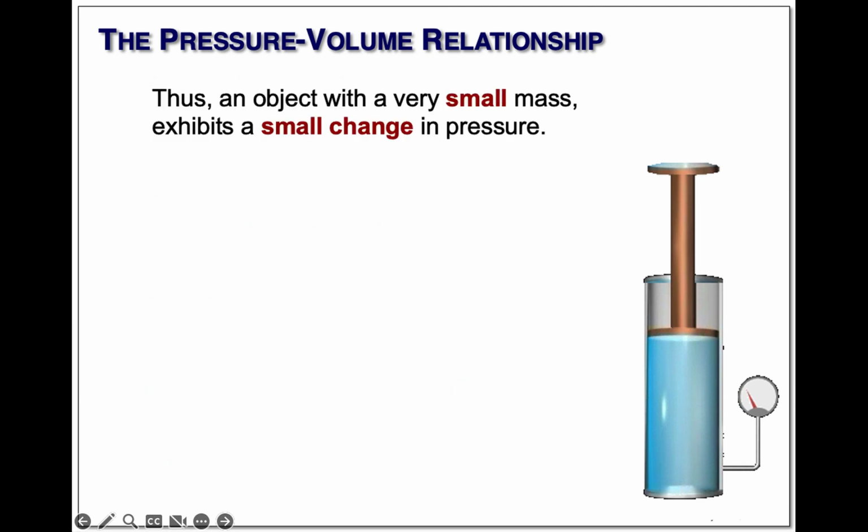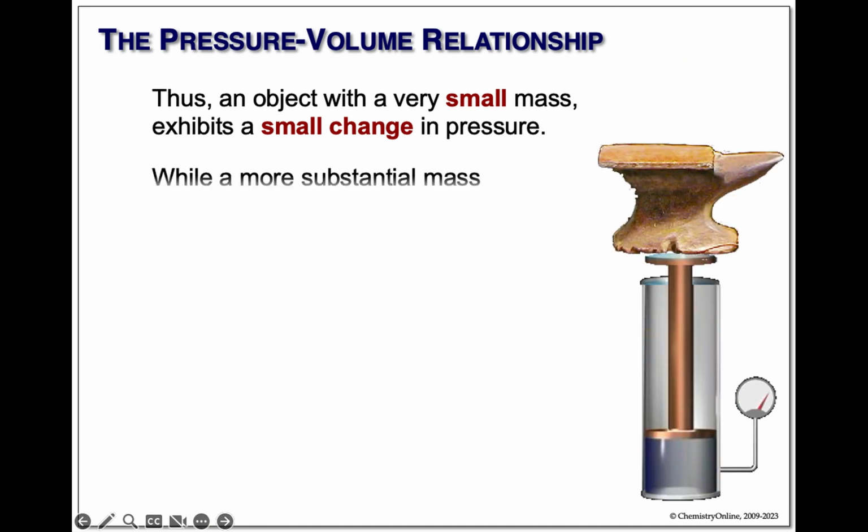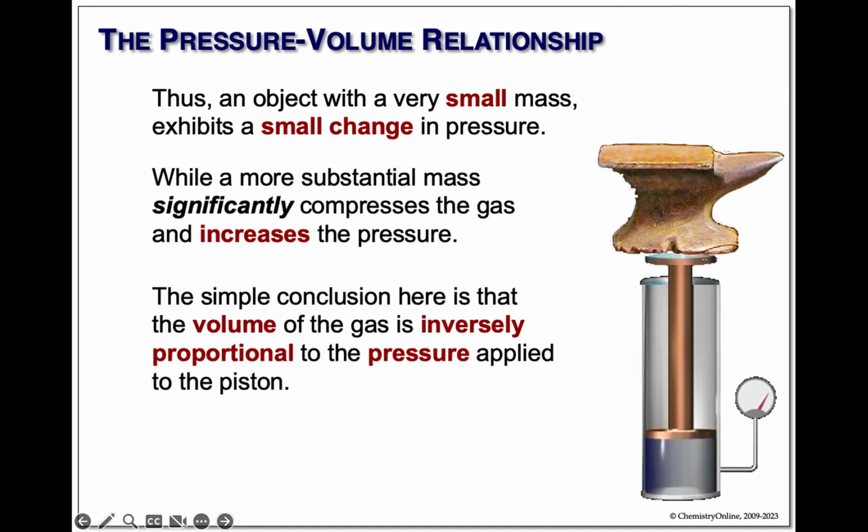We will start off with a very small mass. And if you look, I didn't see the needle wiggle at all. So we have very little compression of our gas here. But if we transition to a larger mass, something like that, we have the piston going way down, the pressure going way up. This is an inverse relationship. That is, the higher the pressure, the smaller the volume. We'll see this is called Boyle's law.